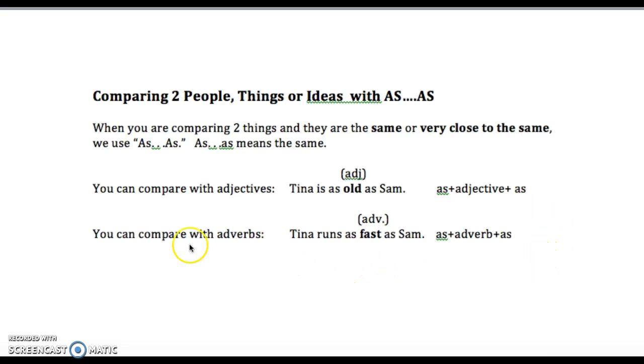You can also compare with adverbs using as. For example, if we're talking about running fast, right? We can say Tina runs as fast as Sam. So we have as, adverb, and then another as. Tina runs as fast as Sam. It has the same form.